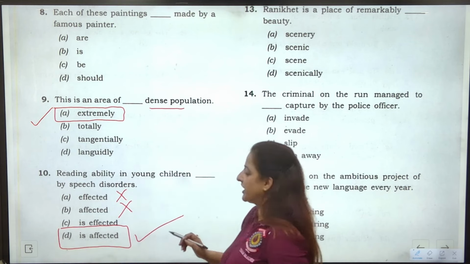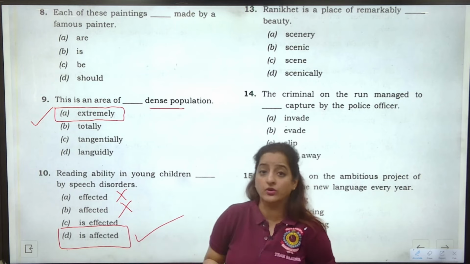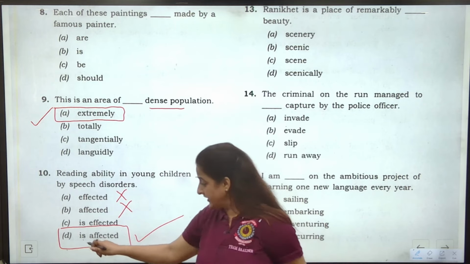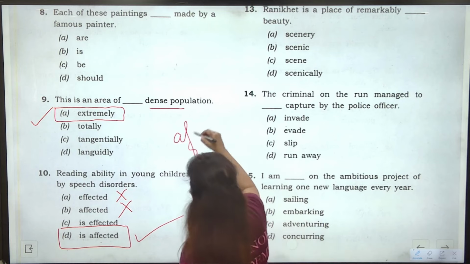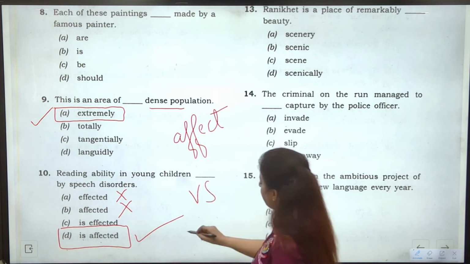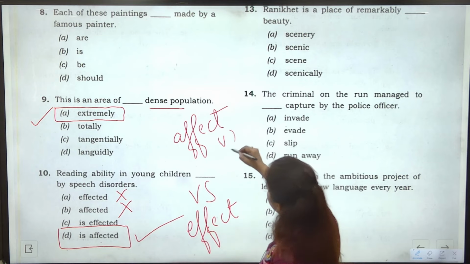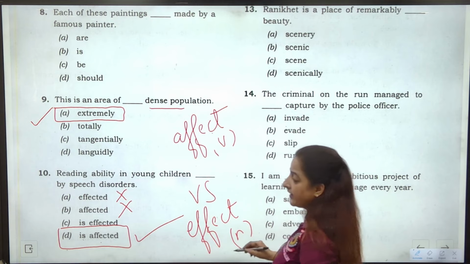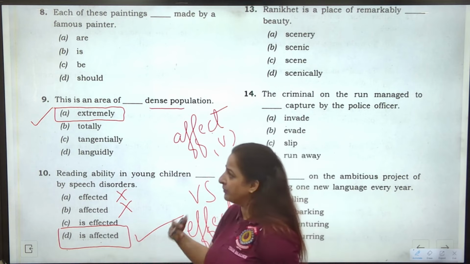Now why not Charlie? Because effect वो noun होता है, right? And we want is followed by V3. So basically this question actually addresses your concepts कि क्या आपको clear है affect versus effect. So this is nothing but a verb, and this is a noun. So we needed a verb over here, is affected. The ability is affected.